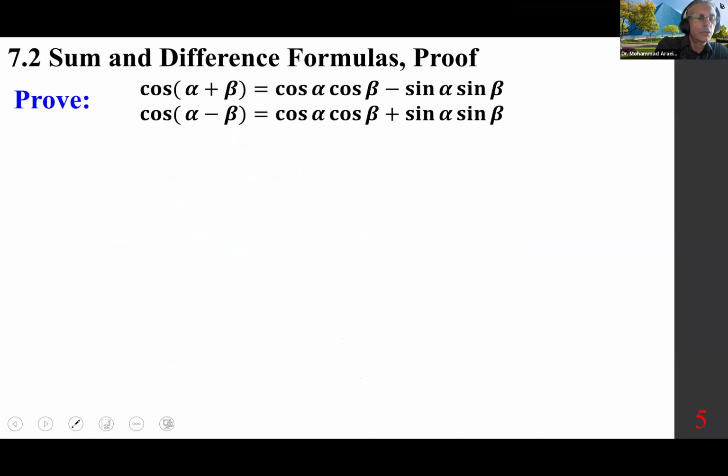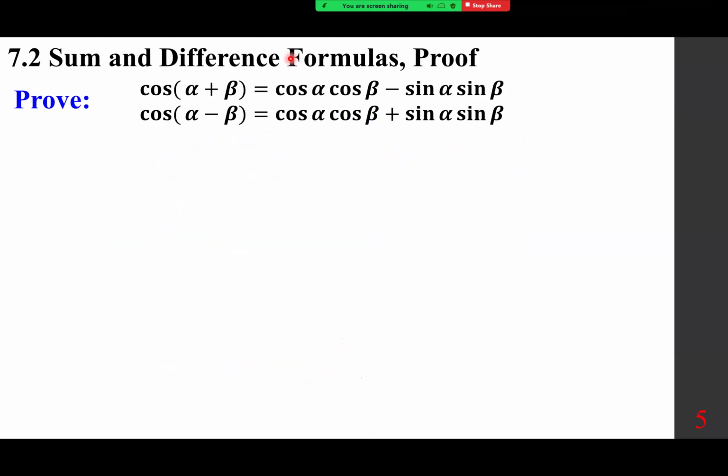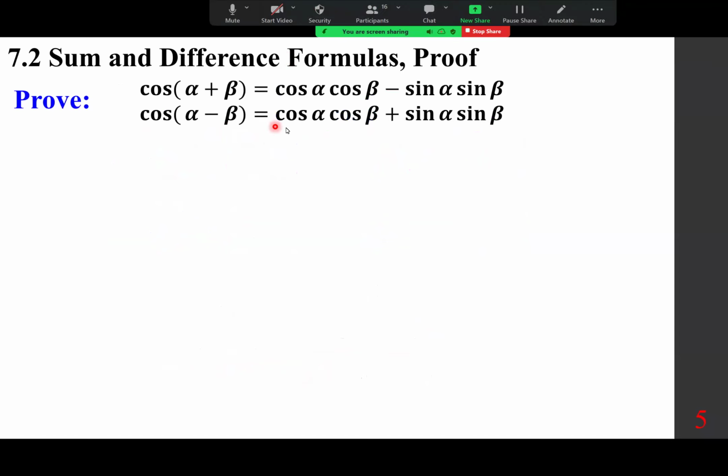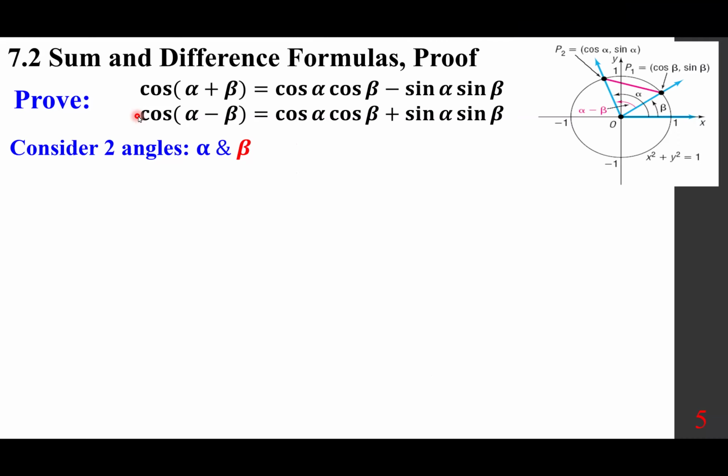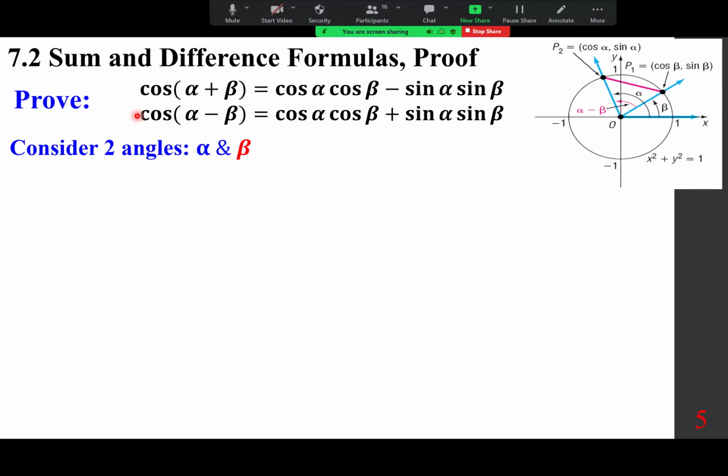So we are going to go with the proof, and we're going to start with cosine. In fact, we're going to start with cosine of alpha minus beta by looking at the following two angles, alpha and beta. So this angle is beta. Therefore, this point has coordinates cosine beta, sine beta. We call it point P1.